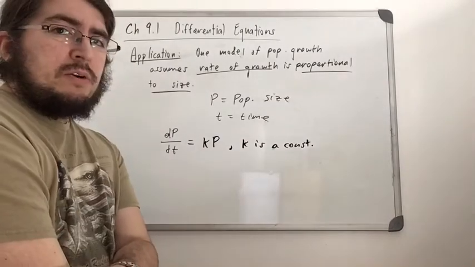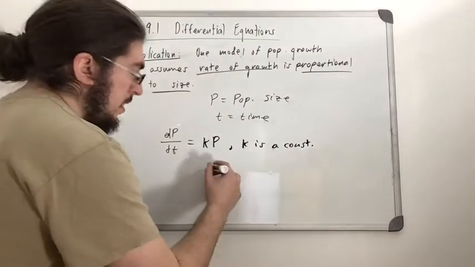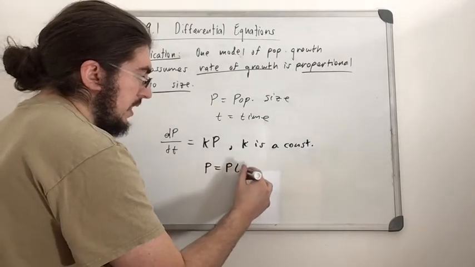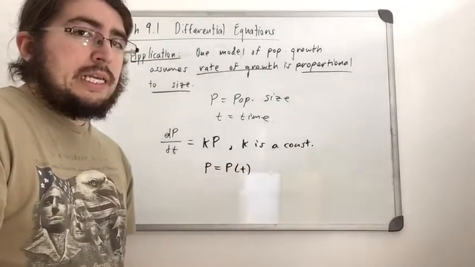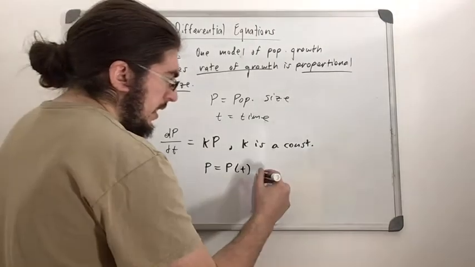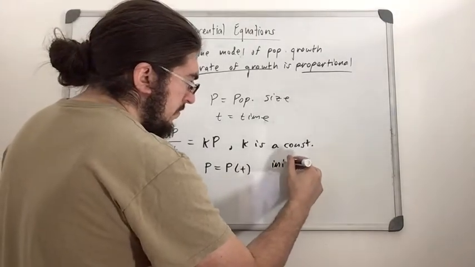Okay, the other thing to notice is that P is a function of t. It'll depend on whatever it is. So I'm going to say P is equal to P of t. So it depends on t. Another thing I'm actually going to describe here is the following initial condition.